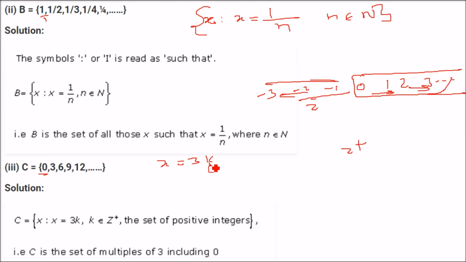So we start with 0. So 3 into 0 is 0. 3 into 1 is 3. 3 into 2 is 6, like this. So X is such that X equal to 3k, and k belongs to z plus. This is a set of non-negative integers.